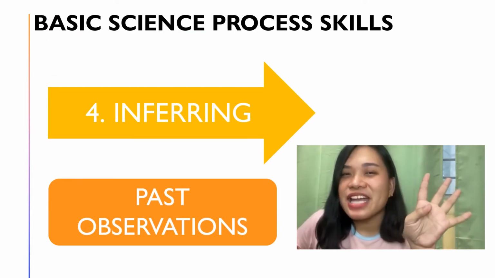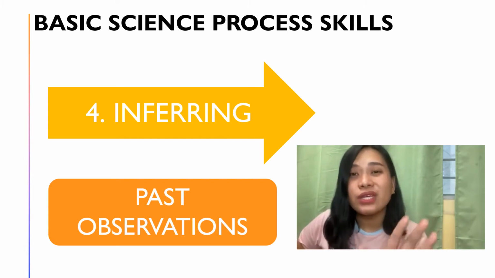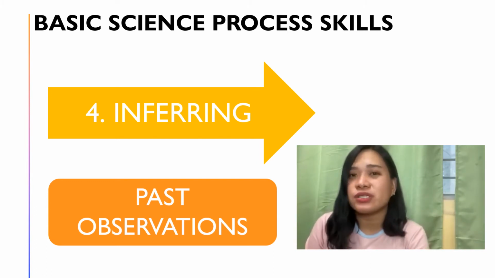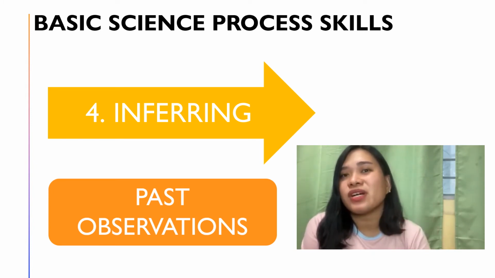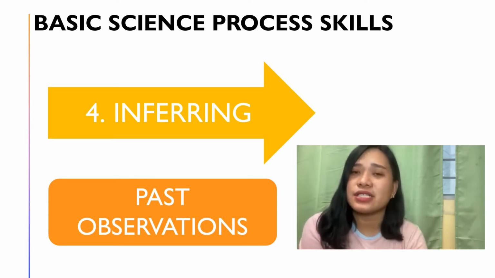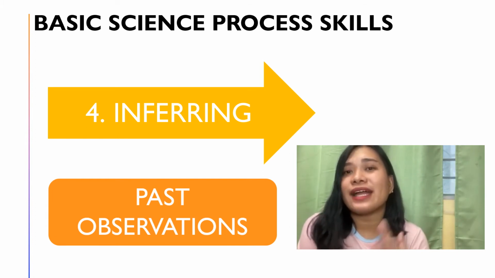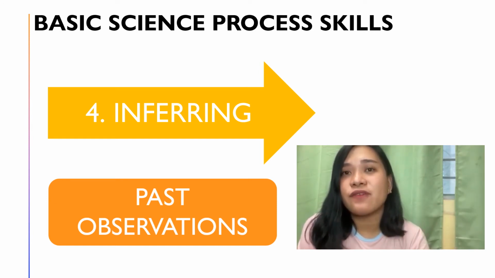Fourth basic science process skill is inferring. When we make an inference, we use our past observations. So for example, saying the boy who used a pencil made a mistake because the eraser is all worn out. That is an example of inference. Another example, you saw your friend with a wet umbrella, and your inference would be that friend came from a place where it rained.